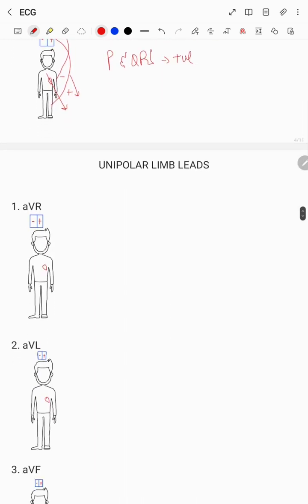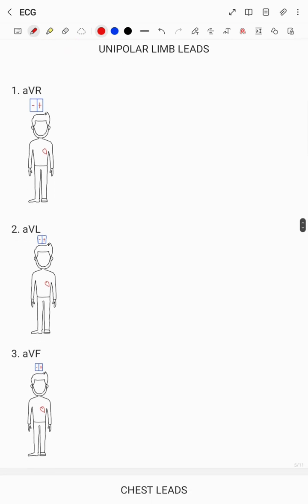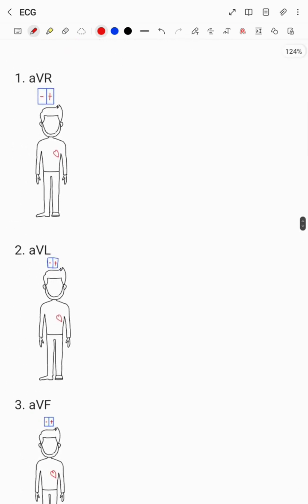Now I'll be talking about the unipolar limb leads. In unipolar limb leads, this letter will tell where the positive will go. In first case, AVR, R means right upper limb. So the positive will go to the right upper limb. Negative is connected to a midpoint between the remaining two limbs. In this case, midpoint between the left upper limb and left lower limb.